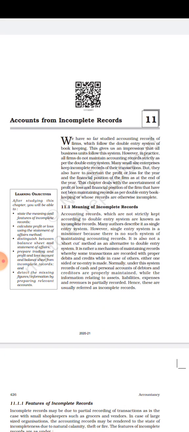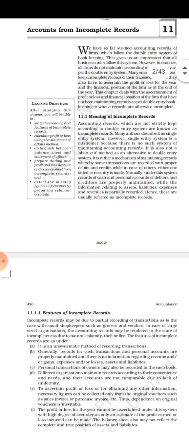It is rather a mechanism of maintaining records whereby some transactions are recorded with proper debits and credits, while in case of others, either one-sided or no entry is made. Normally, under this system, records of cash and personal accounts of debtors and creditors are properly maintained, while the information relating to assets, liabilities, expenses, and revenues is partially recorded. Hence, these are usually referred to as incomplete records.